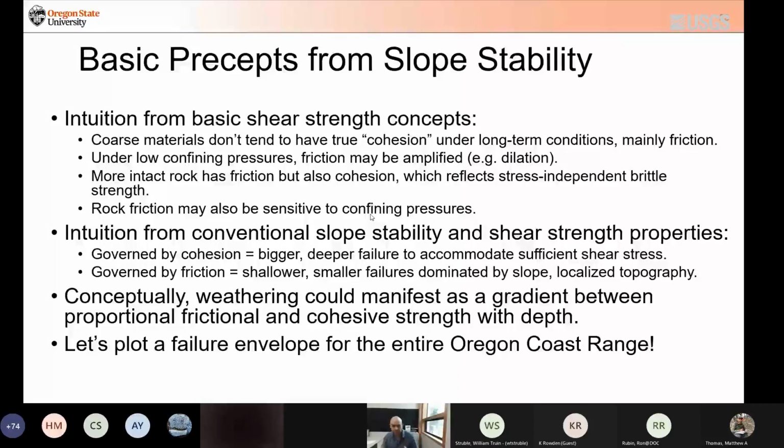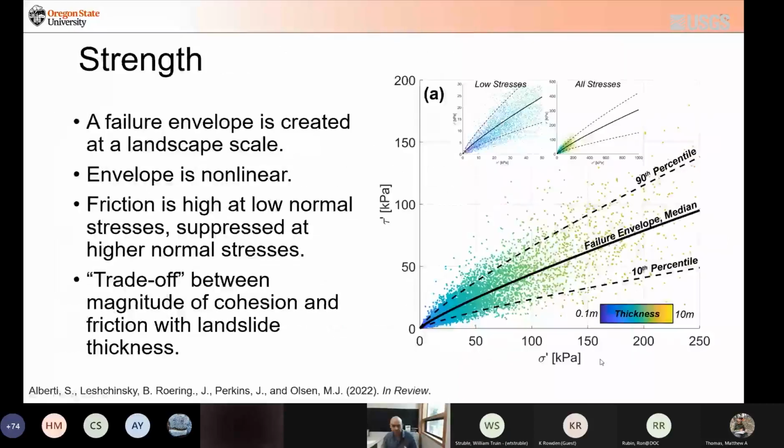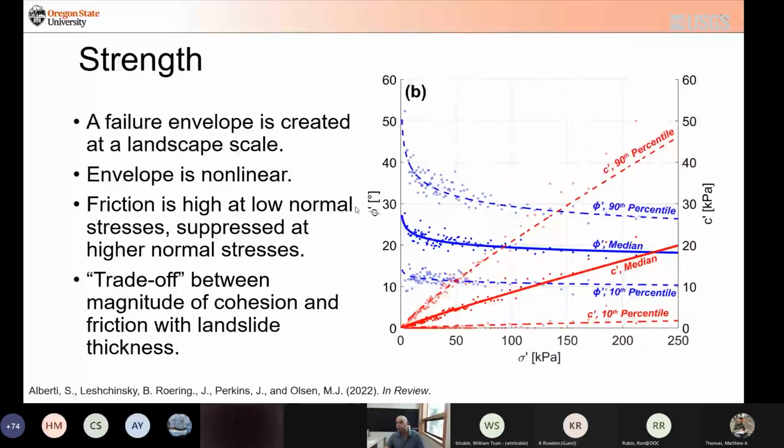So here's a standard set of axes you'd see for a failure envelope. There's effective stress, normal stress, and shear strength on the y-axis. What you might note at first is that this envelope is nonlinear, both for the percentiles and the median. Typically, when we run a slope stability analysis, we're using Mohr-Coulomb failure criteria, a linear envelope, and this diverges from that.